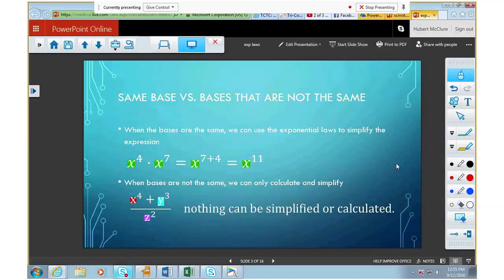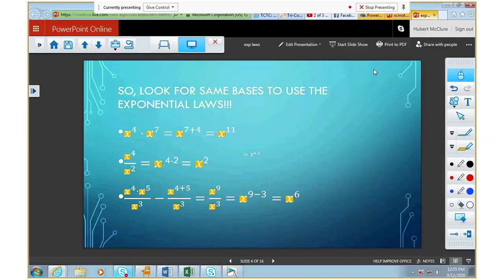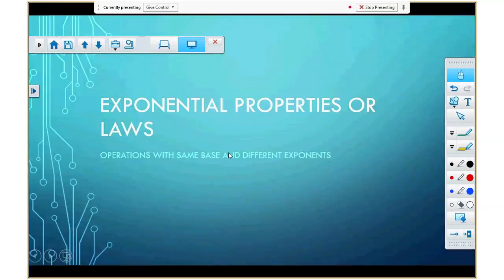All right, this is our next to last section. And this is exponential properties.